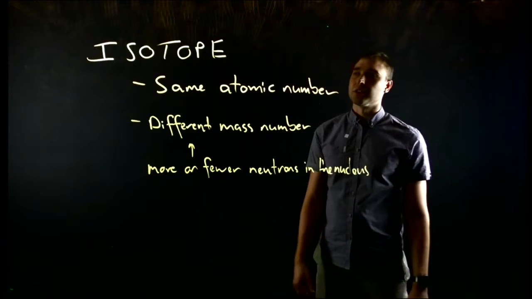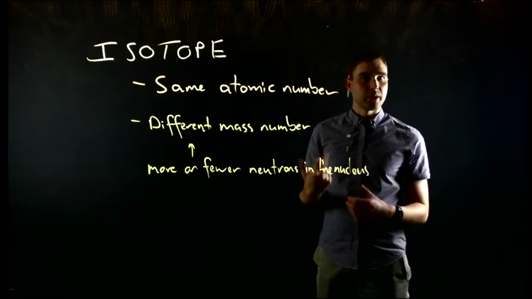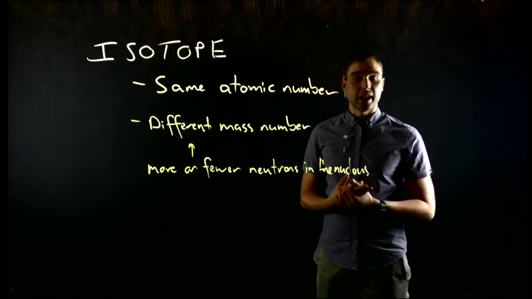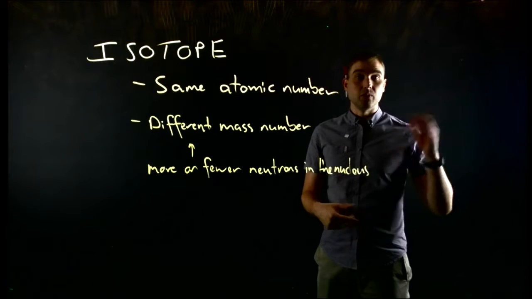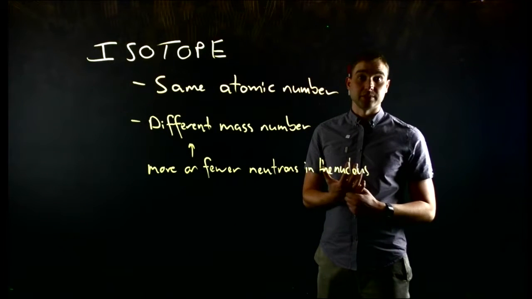So what is an isotope? An isotope is when, comparing two atoms, they have the same atomic number but a different mass number. And the reason they have a different mass number is because they have either more or fewer neutrons than a regular atom would have.